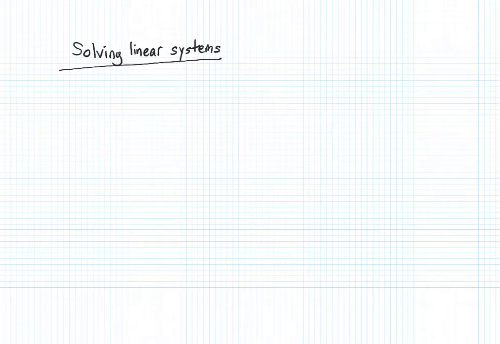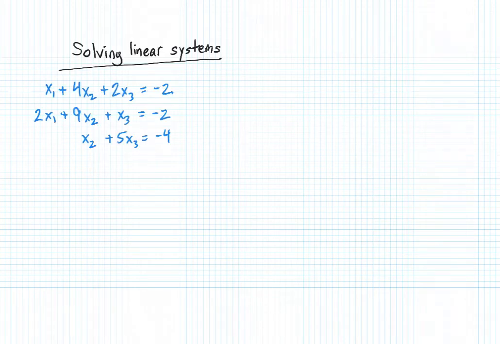Hi everyone. In this lecture we're going to learn a systematic method for solving linear systems. So let's start by looking at an example. Here's a system of equations in 3 variables, and suppose we want to solve it. That means we want to find values of x1, x2, x3 such that all 3 of these equations are true. So how do we go about doing that?